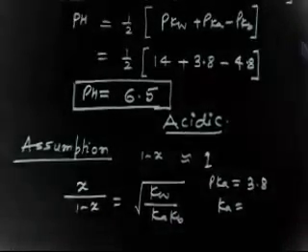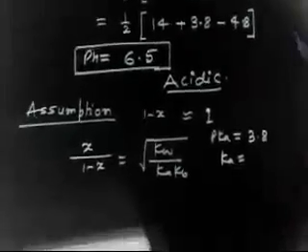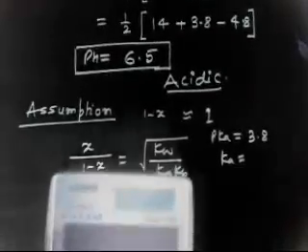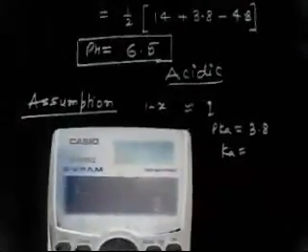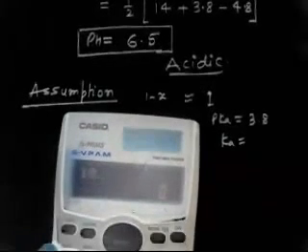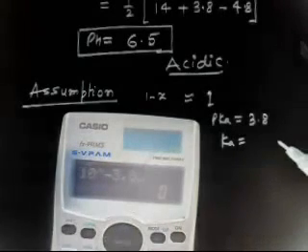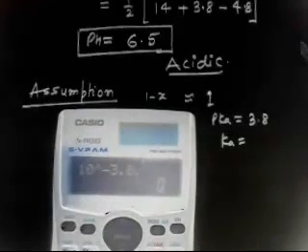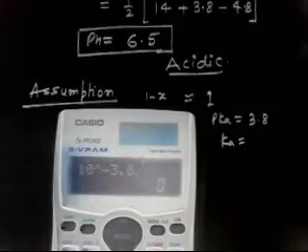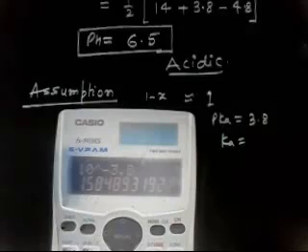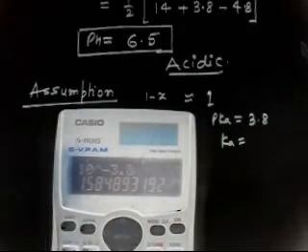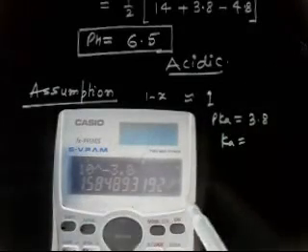So let me use my calculator. K is 10 to the power minus 3.8. So I will have 10 raised to the power minus 3.8. Are you getting or not? This is pK, which is 3.8. So what is the value coming out to be? This is coming out to be 1.58 into 10 to the power minus 4.